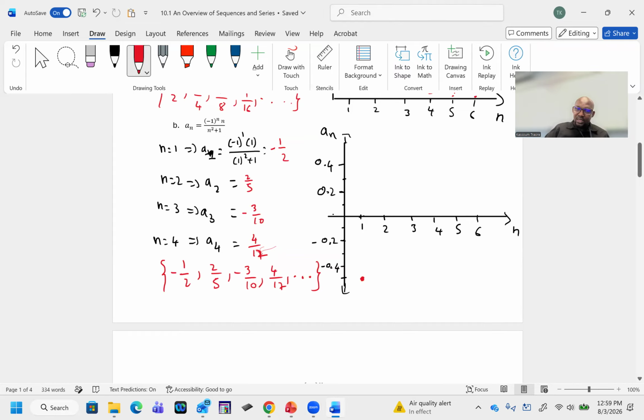So this means my A1 will be right here, -1/2. A2 is 2 divided by 5, which is 0.4. So when n is 2, divided by 5. A3 is -3 divided by 10, which is -0.3.